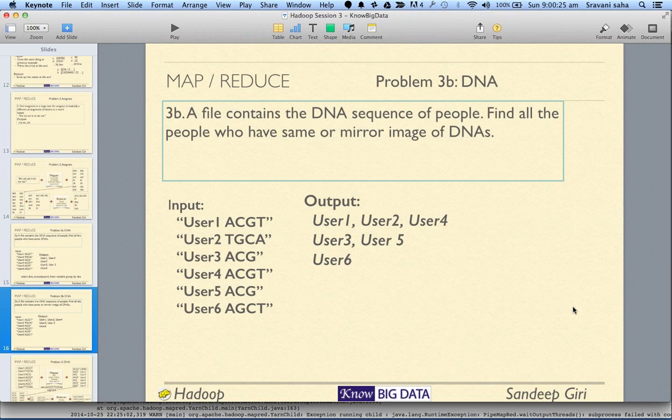Bhupati, are you with us? Sai, Rajnikant, Sini, Apurv, Amar. So what is your attempt to solving this problem of finding people who belong to the same DNA family?